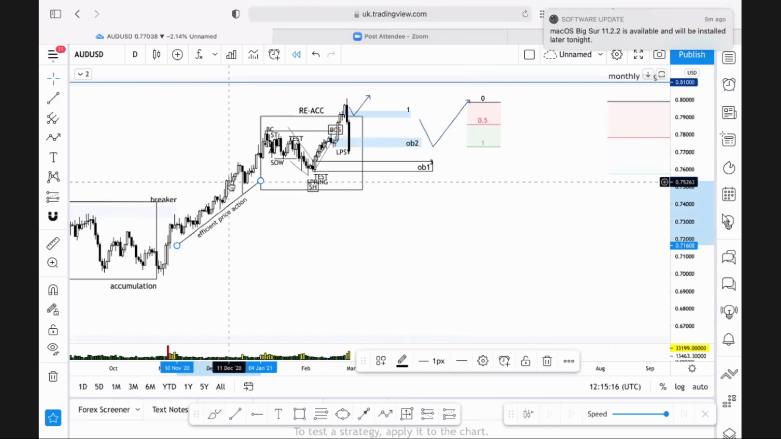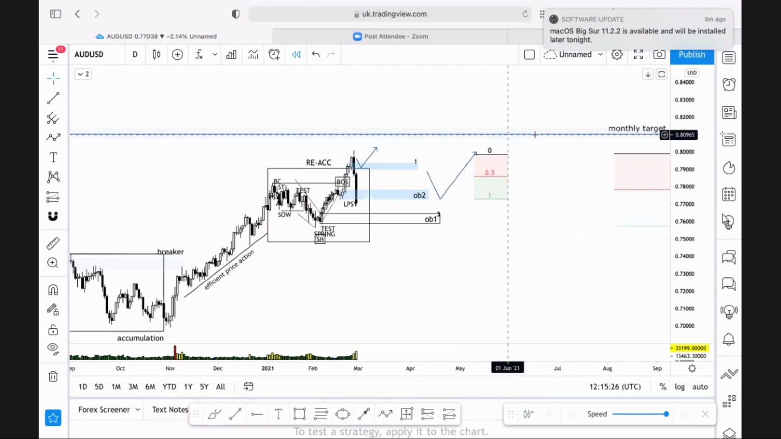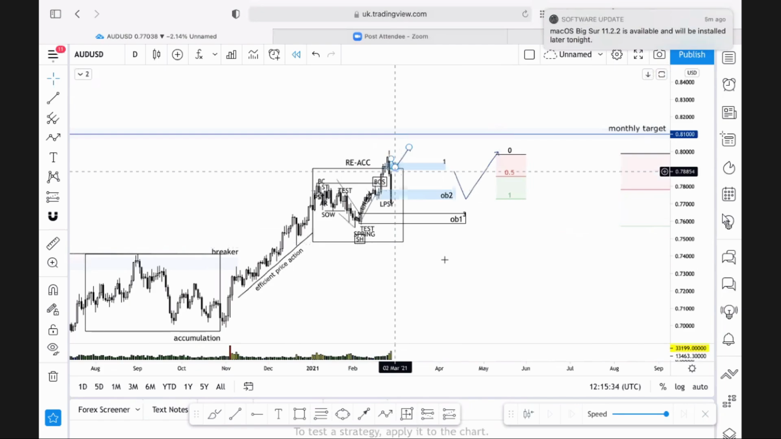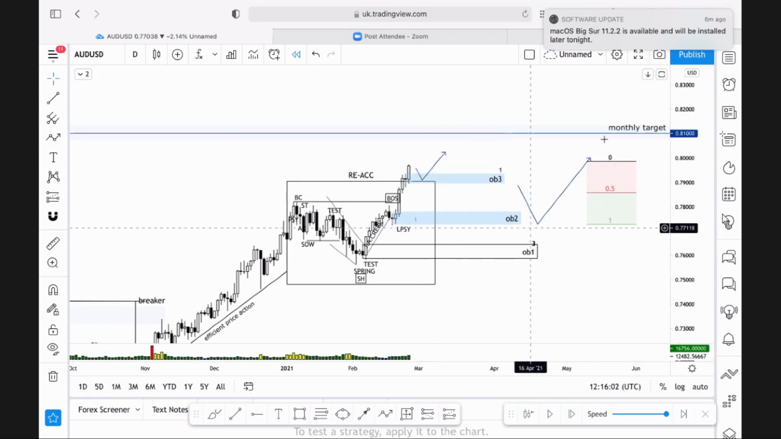Price was taken care of well. And after this efficient price action, we had another reaccumulation, and price was slowly making its way around the monthly target. So around here, this reaccumulation was actually working. I was expecting the price to tap inside this, which could still have been considered an order block, and then move and make its way up, or come down here and make its way up.